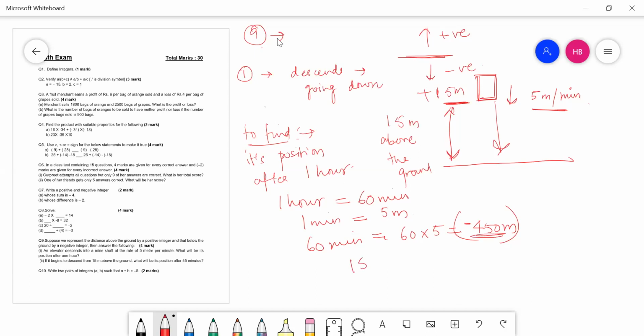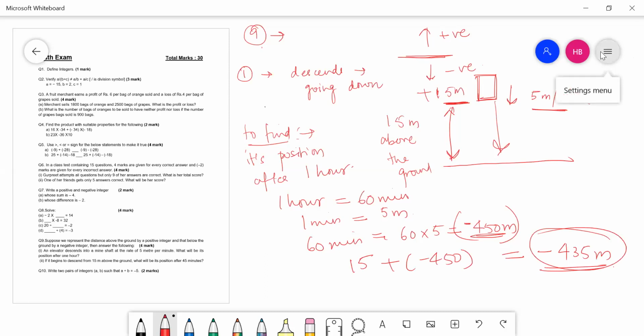So what will be my position after 1 hour? 15 plus minus 300, which will be minus 285 meter. So after 1 hour, it will be at minus 285 meter. And similarly, you have to do the B question, where it is asking what will be its position after 45 minutes.